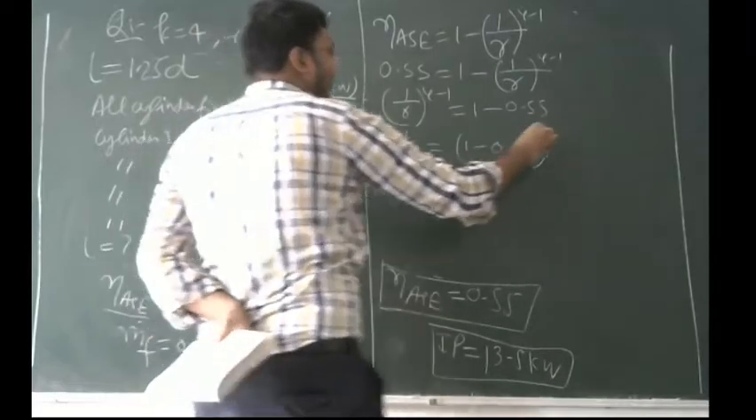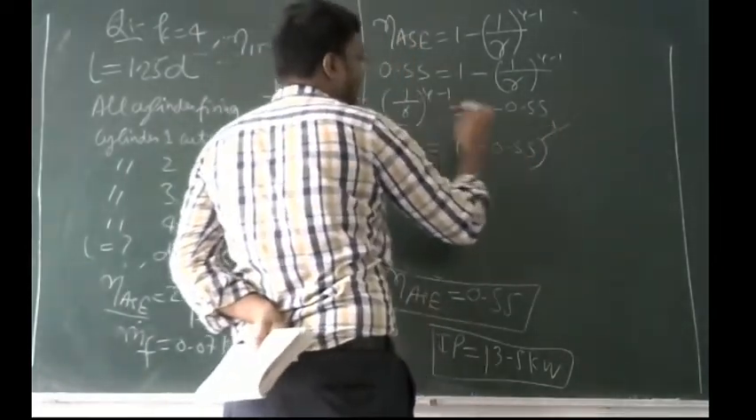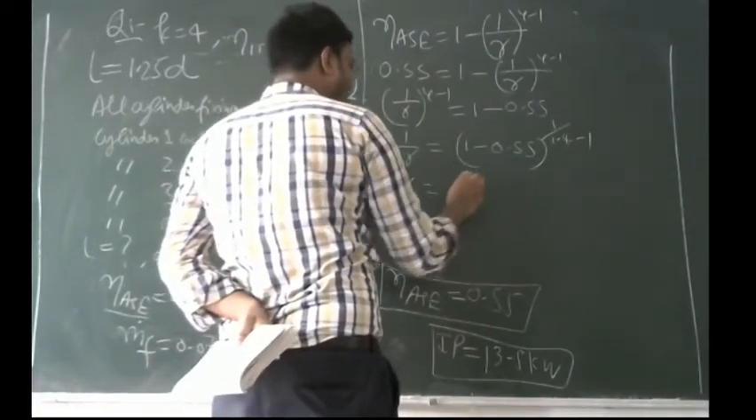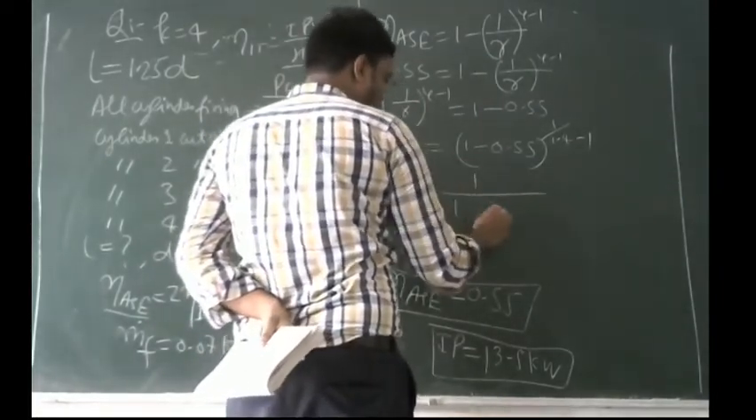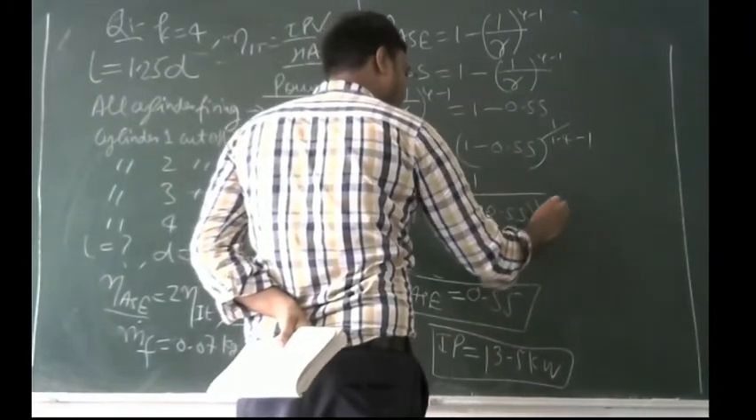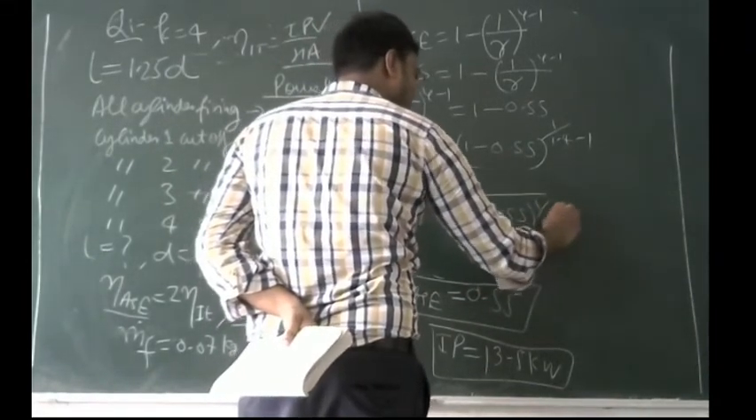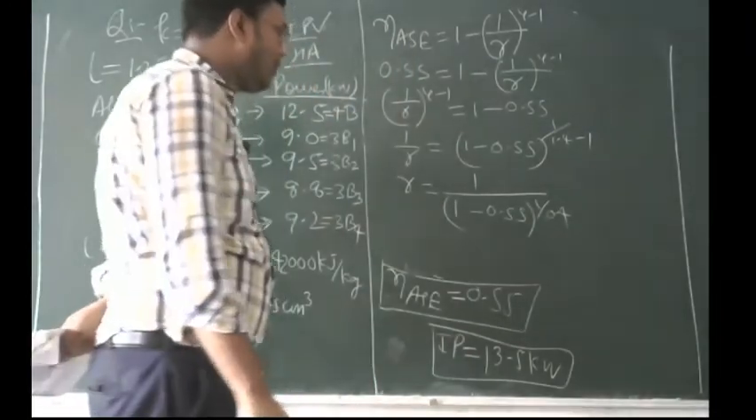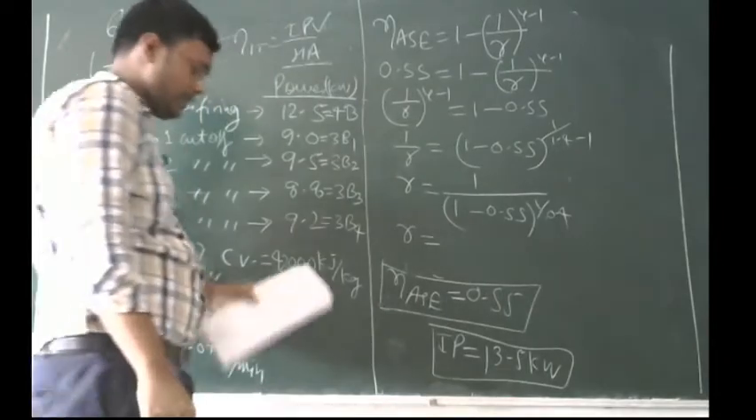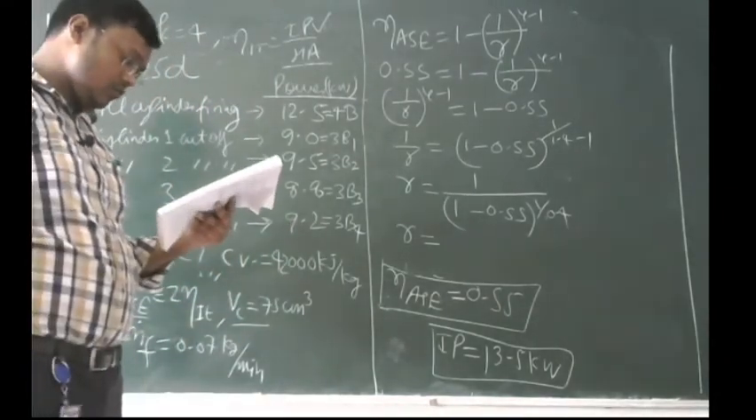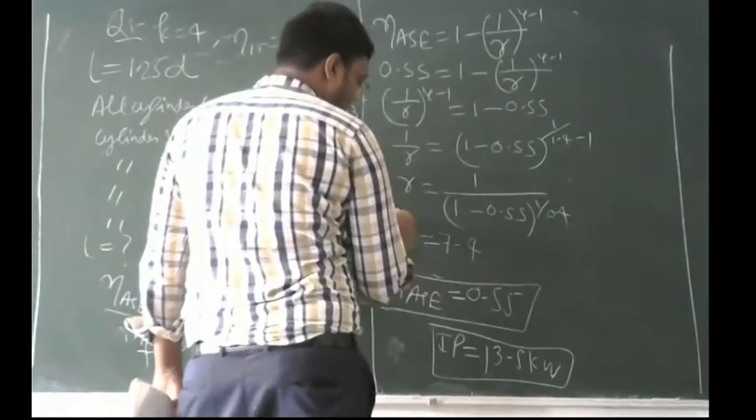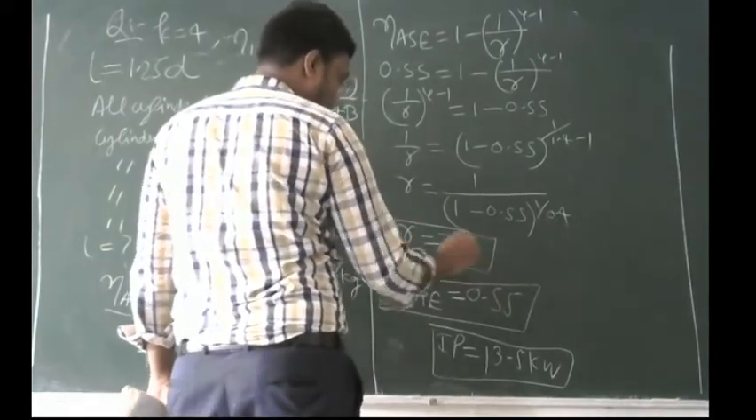Transfer the power here, it will become 1 by, and put the value of gamma 1.4 minus 1. So r is equal to 1 by 1 minus 0.55 to the power 1 by 1.4 minus 1, which is 0.4. So when you solve this, you get the value of r equal to 7.4. Okay. So we got the value of r here, r is equal to 7.4.